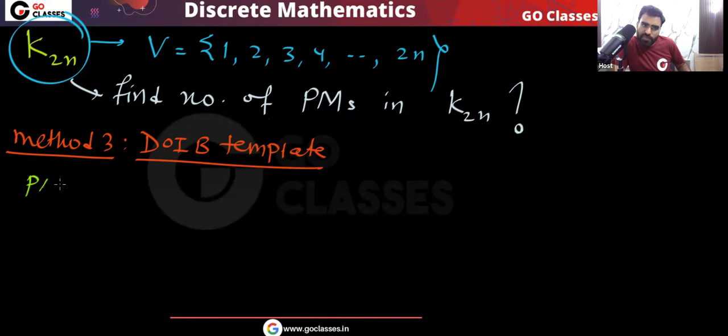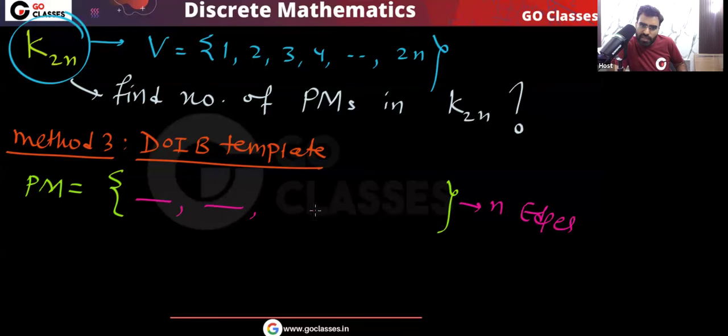You already know that a perfect matching will cover all the vertices. To cover 2n vertices, in the perfect matching you need a total of n edges, because every edge will cover two vertices, and any two different edges will cover disjoint vertices. Yes or no? Total n edges I need.